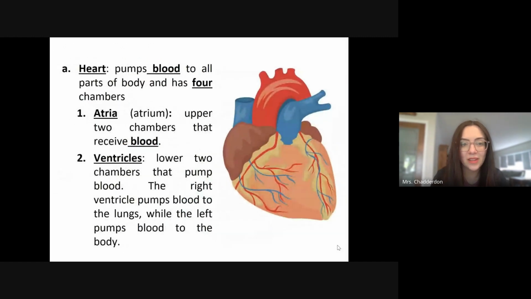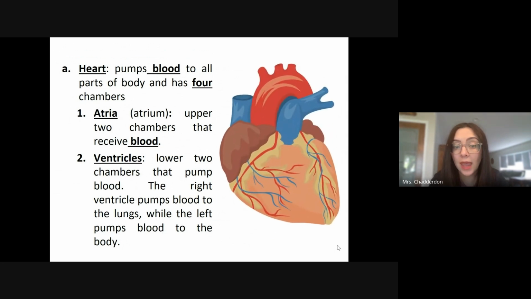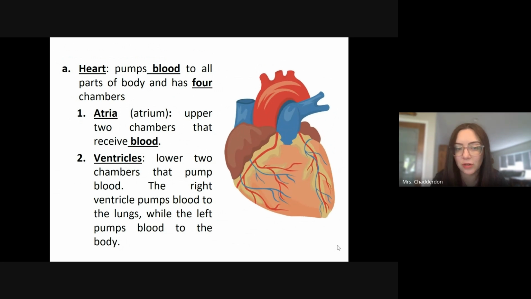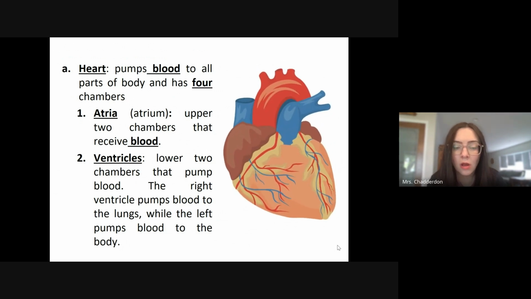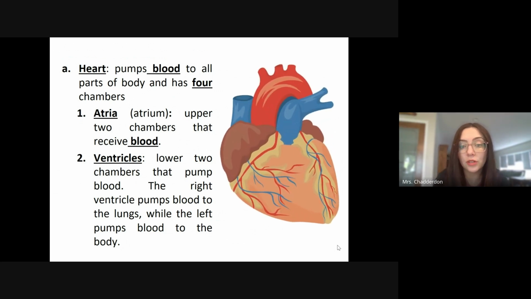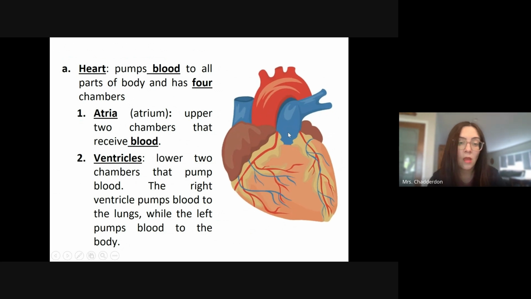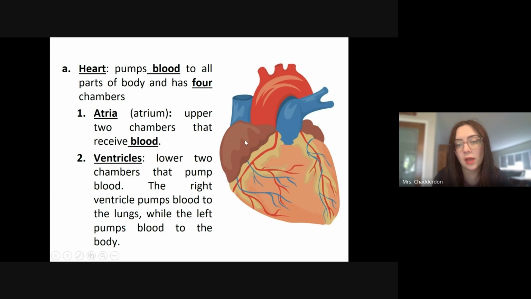All right, so the heart pumps blood to all parts of the body, and it has 4 chambers or 4 parts. 2 of those parts are atria, okay? And they're the upper 2 chambers in the heart. So chamber here and a chamber here. They're going to receive blood that is coming in.